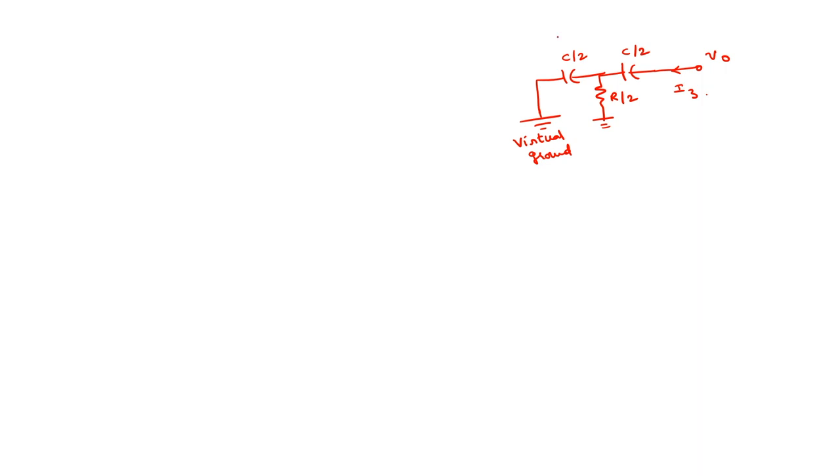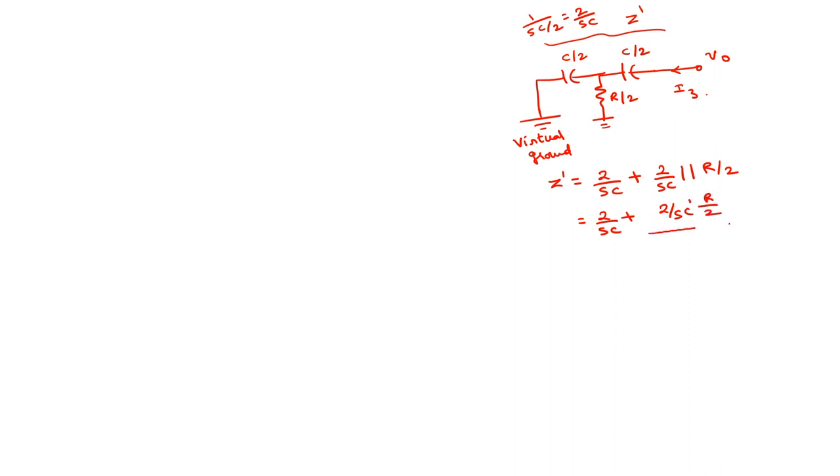But in S domain, this C by 2 becomes 1 by SC by 2. That is equal to 2 by SC. So, this entire impedance we are calling as Z dash. So, what is Z dash? Is equal to 2 by SC plus 2 by SC in parallel with R by 2. This is equal to 2 by SC plus 2 by SC into R by 2 divided by 2 by SC plus R by 2.